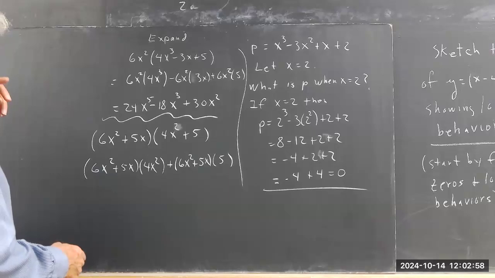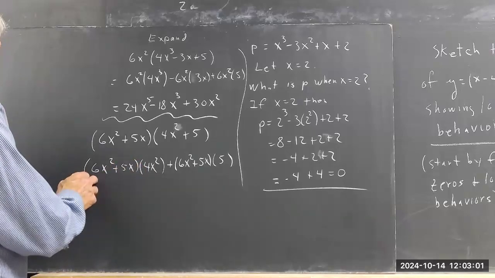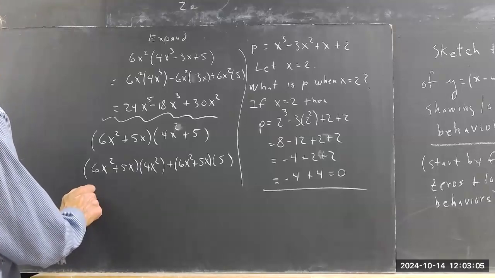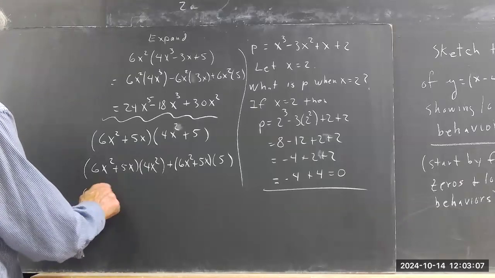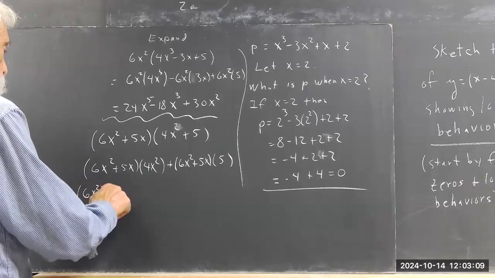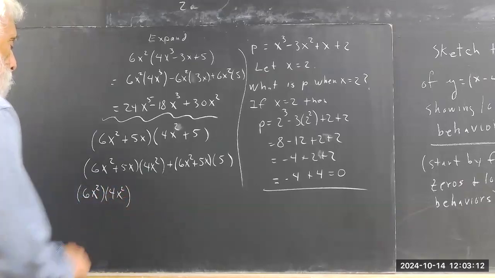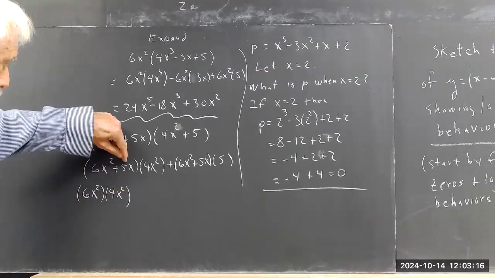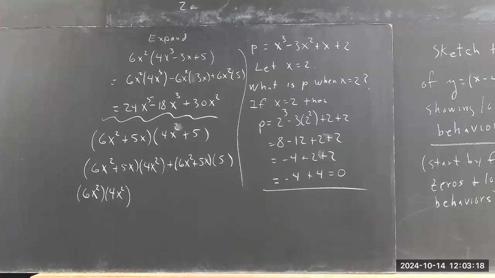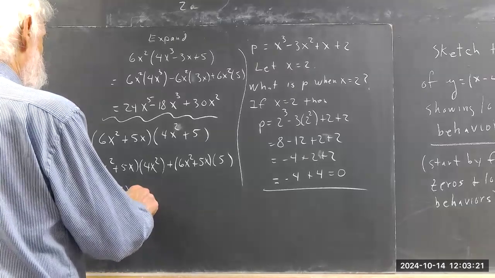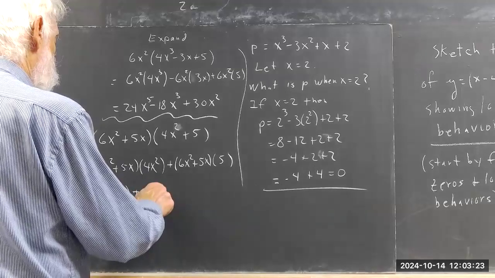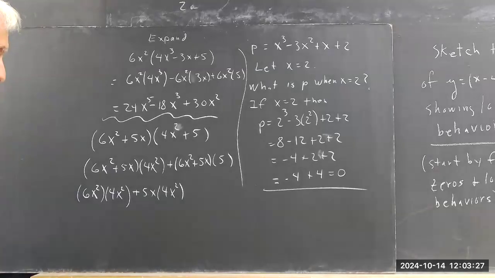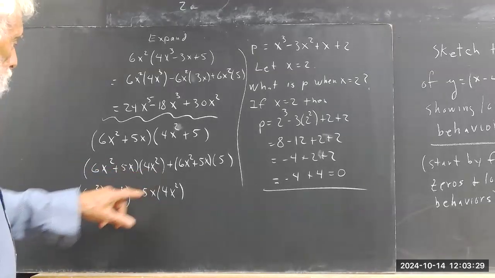So here we go. I think everybody saw that the 6x squared has to multiply this and 5x has to multiply this. Well, we write it out that way. 6x squared multiplies to 4x squared. Okay? That's 6x squared plus 5x. That 5x also multiplies to 4x squared. So we do plus 5x times 4x squared. And now we've got this multiplied.